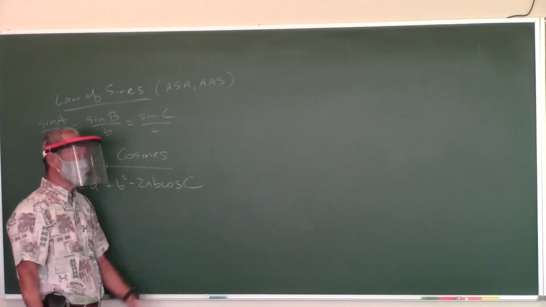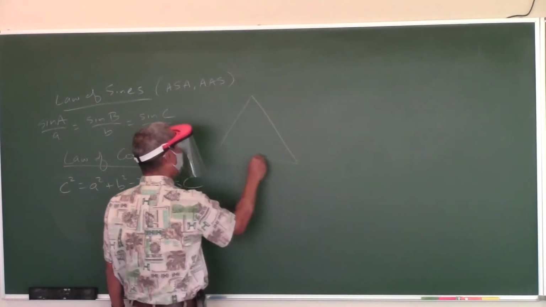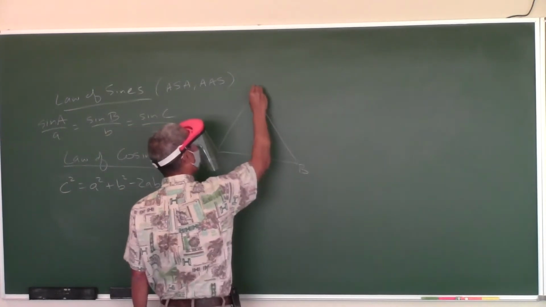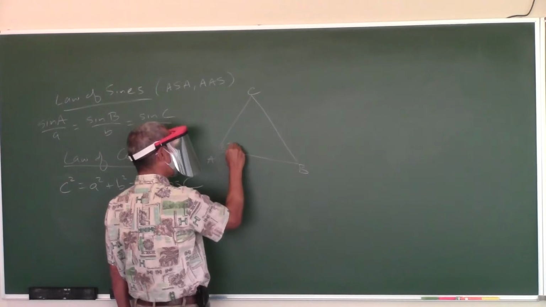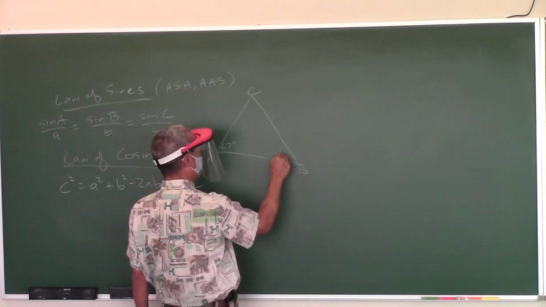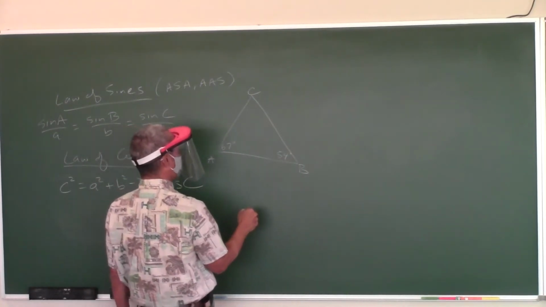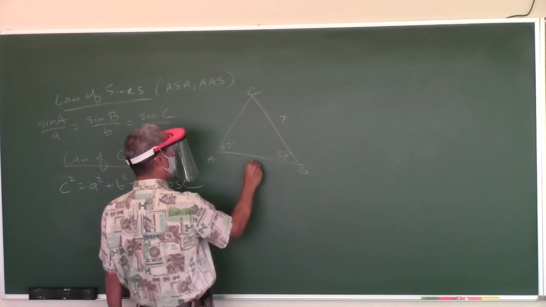But every year, students do. Okay, so let me give you an example. Suppose you have a triangle ABC, and you know angle A is, give me something, 67 degrees. Angle B is, I don't know, 54 degrees. And side A is 7. Find the length of side C.